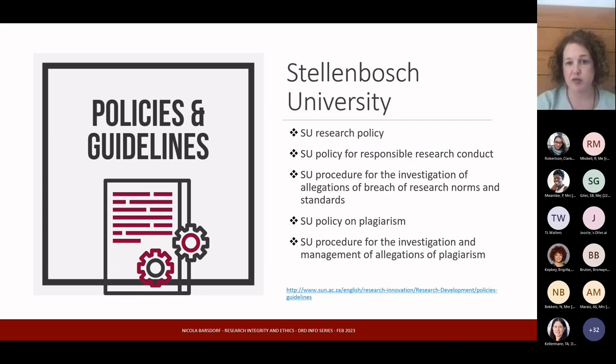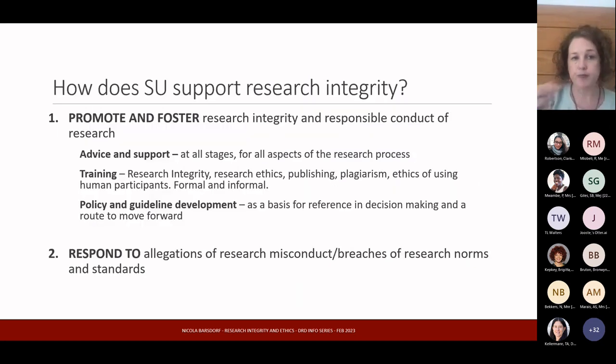Related to that policy for responsible research conduct, we have a procedure for investigating allegations of breaches. And then we have a plagiarism policy, and related to that, a procedure for the investigation and management of allegations of plagiarism. These are all available through the DRD website, and I've provided a link at the bottom where you can get access to these policies and procedures. And then maybe just to briefly touch on how Stellenbosch University supports research integrity. We try to do this in 2 ways.